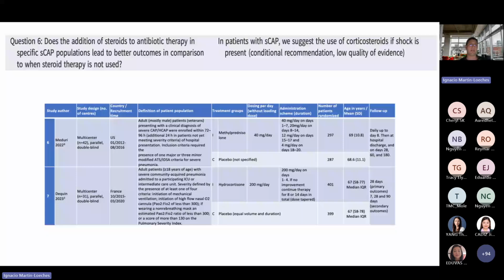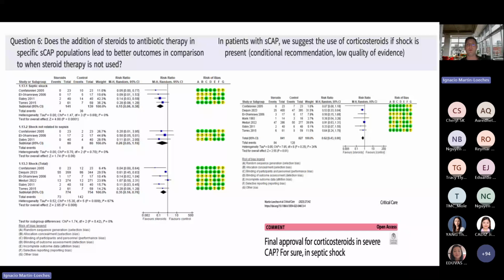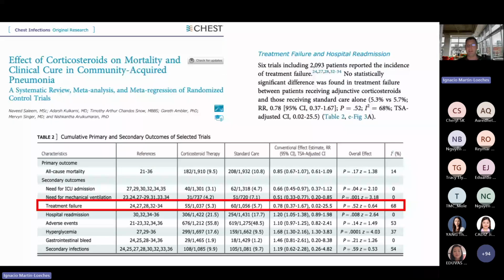We wanted to be sure that what we recommended was adequate, so we repeated all the evidence, and what we found is that, again, the use of steroids was beneficial in patients with shock. So for the moment, the guidelines remain as they were in terms of corticosteroids in patients with CAP, but for sure in patients with septic shock. There is no benefit with treatment failure, so it is not for everyone.